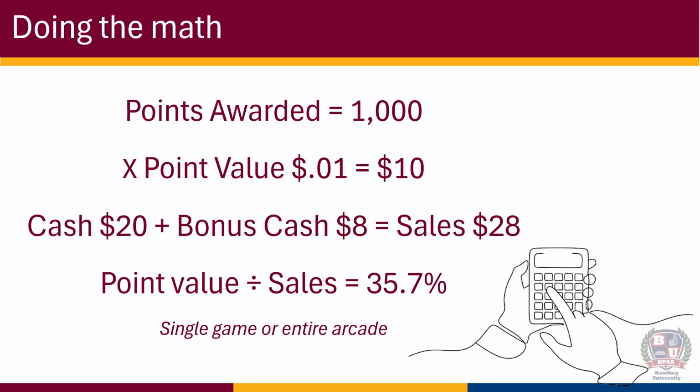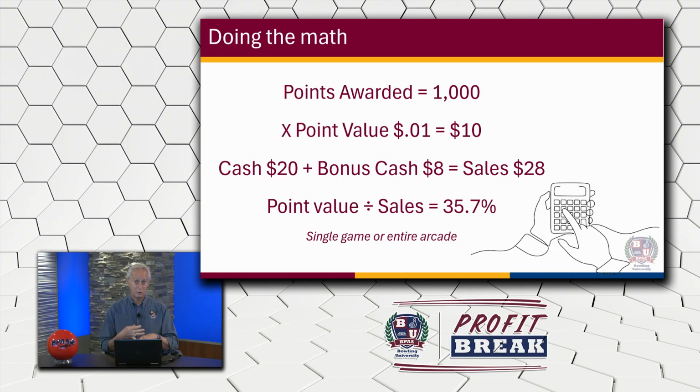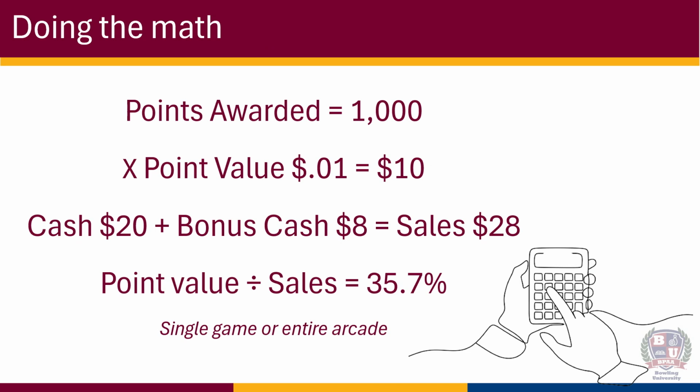Then I have to know how much income I had. When you're trying to calculate the payout percentage, you're going to take actual cash and bonus cash when the game was played. I know it's not real money, it's bonus cash, but you have to factor that in. So cash plus bonus cash, add them together, that equals the sales. In this example, I had $28 in sales.